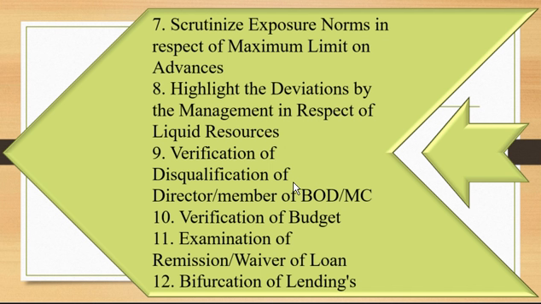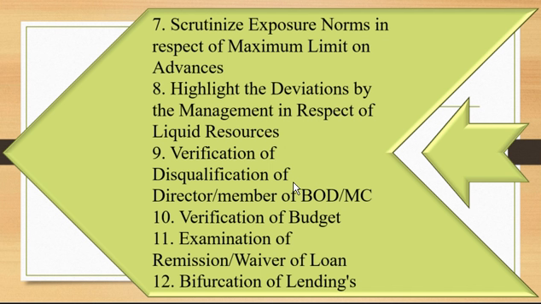Next is verification of budget: whether the yearly budget is prepared and placed before the AGM, means annual general meeting, for its approval; whether the actual amount has exceeded the budgeted amount, and if so, whether specific approval of the annual general meeting for the exceeded amount is obtained subsequently or otherwise.